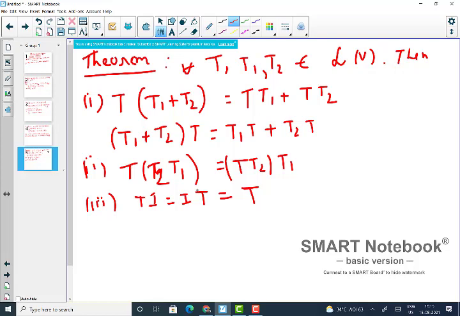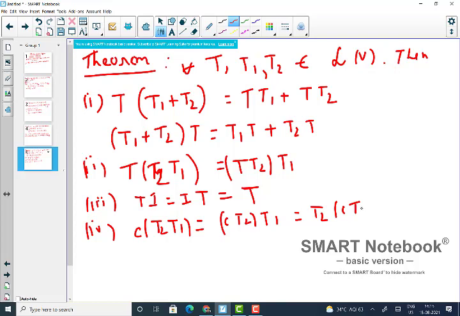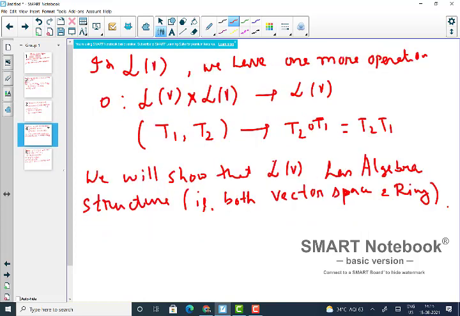And even for scalar multiplication this is true. What does that mean? That means for any constant C, C times T2 of T1 is equal to T2 of C T1, for all C belonging to F, the scalar field. These proofs are very simple. You just use the linearity property of T1, T2 and you are done. So that theorem tells you that L(V) is an algebra.